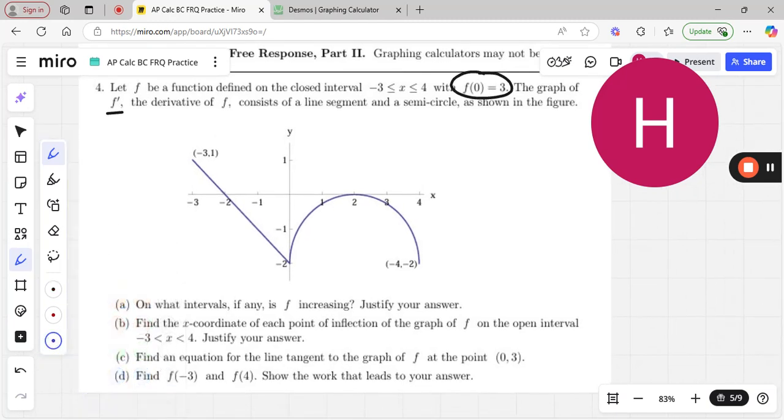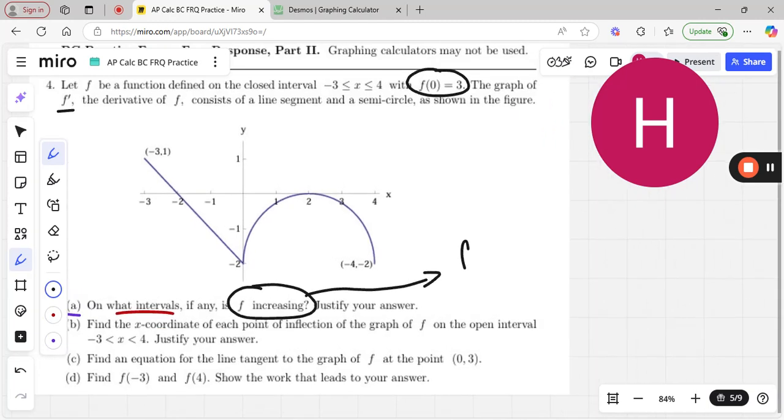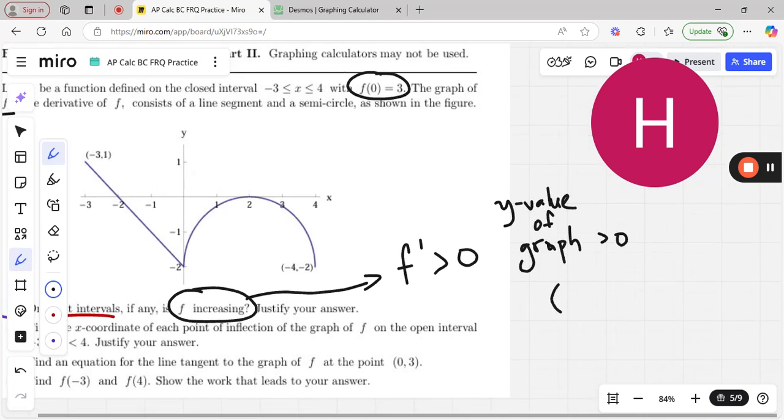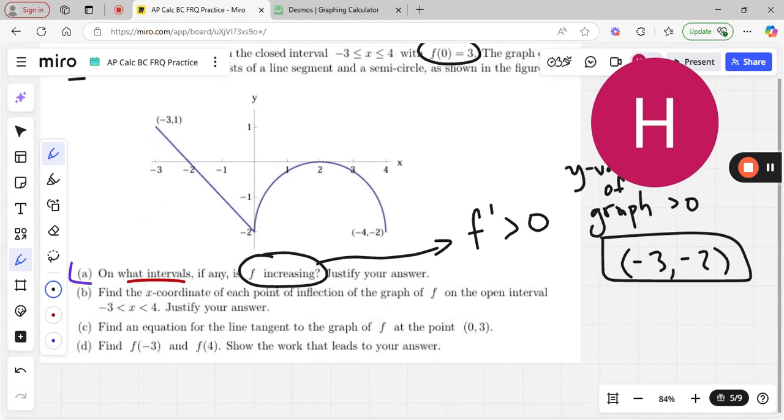On what intervals, if any, is f increasing? So it's very easy to say that this happens when f prime is positive. You get points just for saying that. So in other words, we're going to look at when the graph is above 0, in other words, the y value of the graph. So that's simply going to go from -3 to -2. That's it for part A. Very, very simple and straightforward.